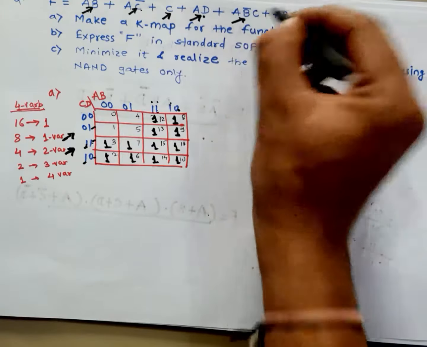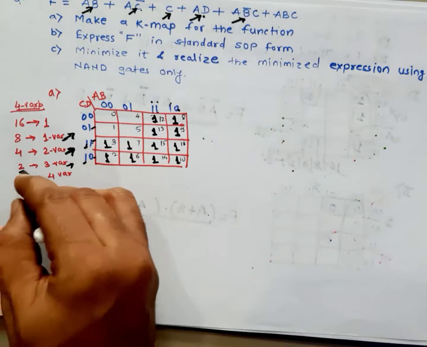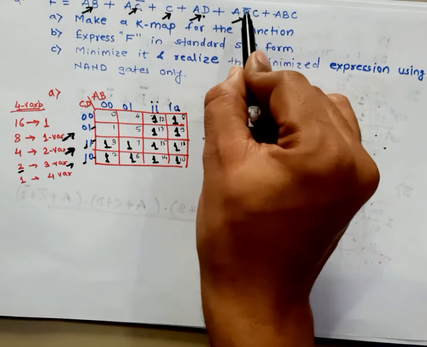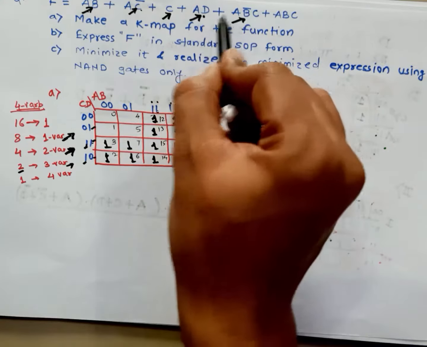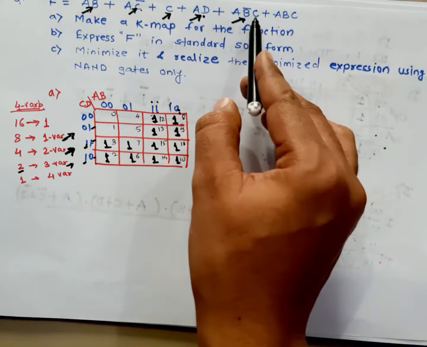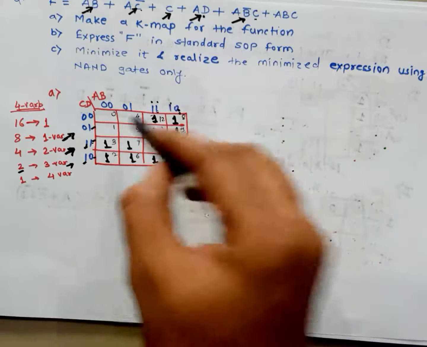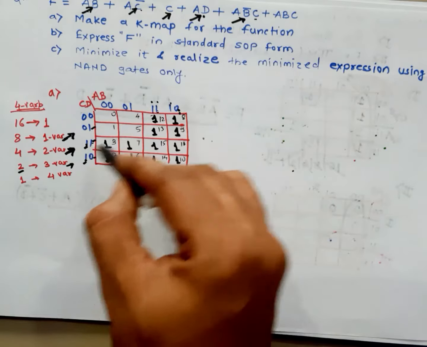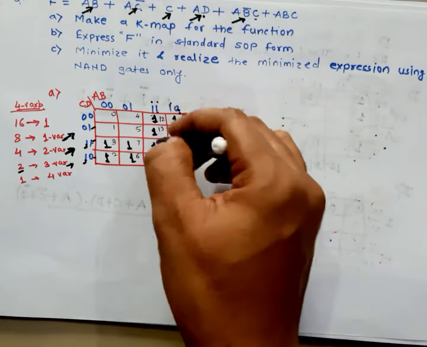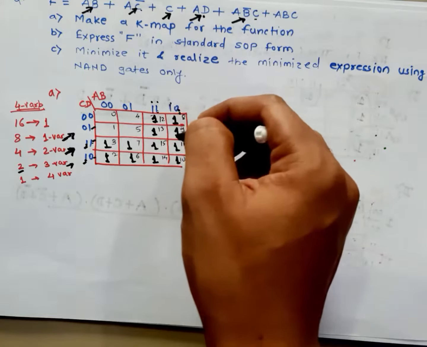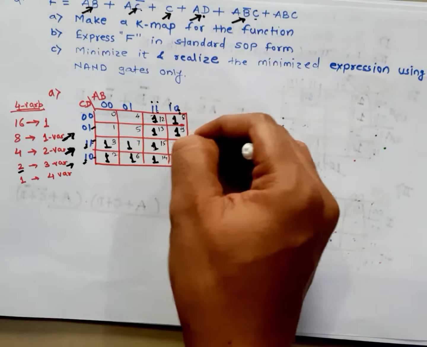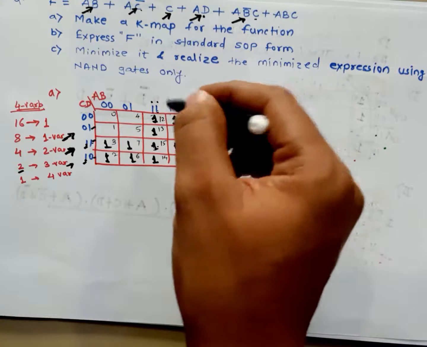Now the next one is 3 variables. 3 variables means a group of 2 cells only. So what are the 2 cells we need to identify? A into B bar means where A is 1 and B is 0, and for the next, C is 1. There are two cases where C is 1. What we need to consider is that D should get eliminated. So first we consider these 2 columns and 2 rows. If you make a group of these 2 cells, 15 and 11, or 11 and 15, what will happen?